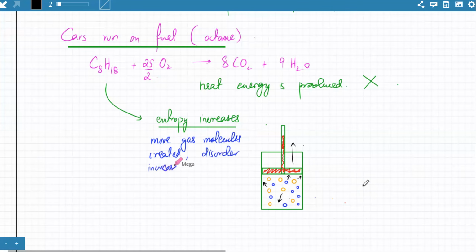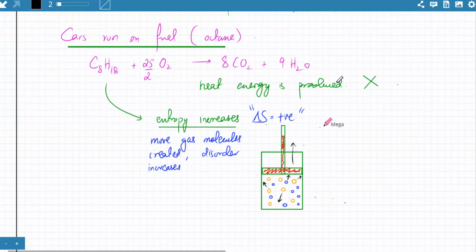Sir, for this, delta H would be negative, right? Which one? For this reaction, because entropy is increasing, delta H would be negative. Delta S or delta H? Delta H. Delta H is negative. Enthalpy, heat energy, is being produced, so that's negative. Okay? But delta S is positive, right?